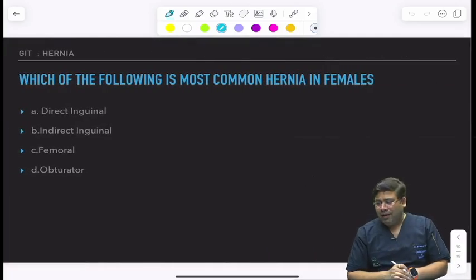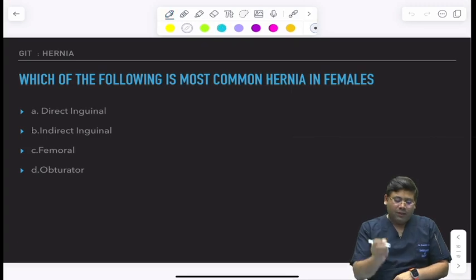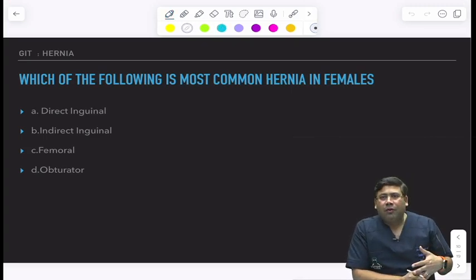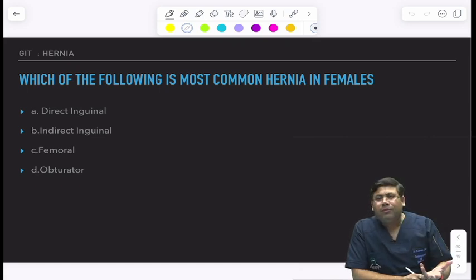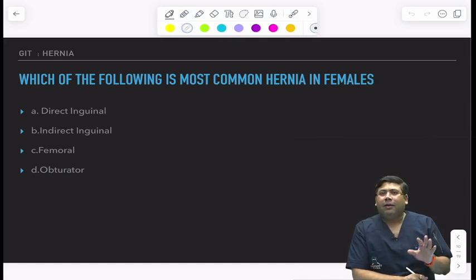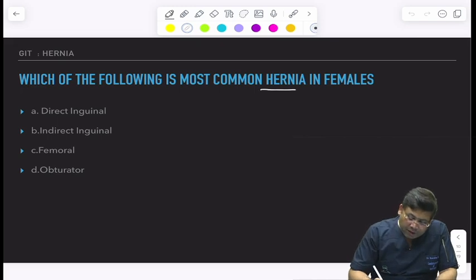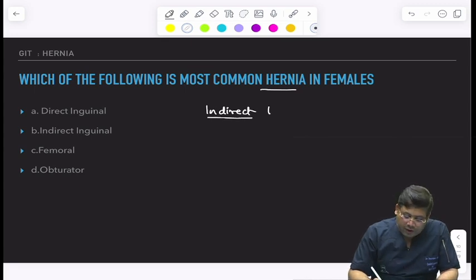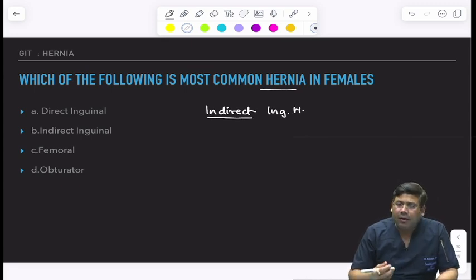Kids, a very easy straightforward question. Again you will say mood. Kids, before this, in last NEET INI-CET there was a question. It was there in FMG. A question on hernia comes again and again. So which is the most common hernia in females or in males? In both of them, this is indirect inguinal hernia. So indirect inguinal hernia, this is the answer.